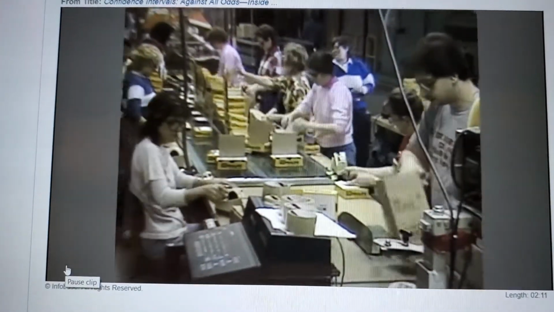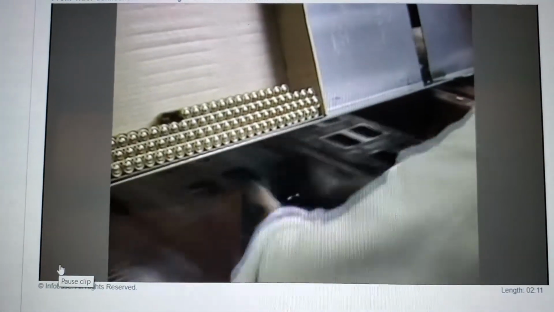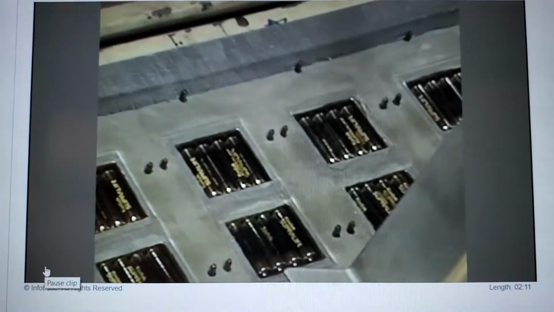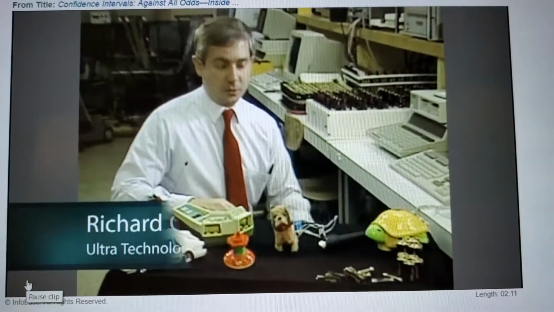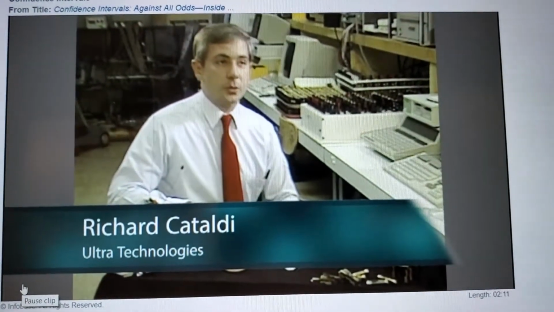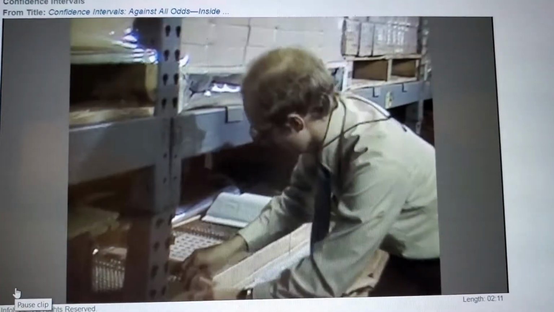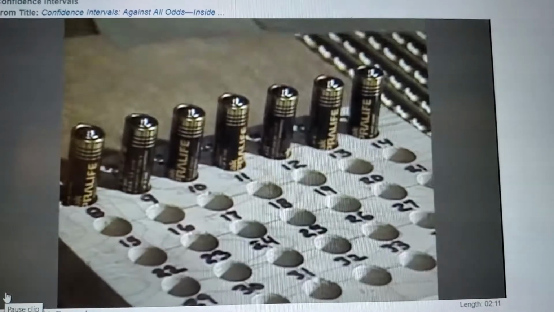Back on the factory floor, like here at Kodak's Ultra Technologies, technicians use rigorous testing and construct confidence intervals to back up the marketer's claims. When we're creating a confidence interval, there are many things that we have to take into account. One, we have to see that we have a normal distribution. We have to have representative samples of the product. Random samples of batteries are pulled from the warehouse.